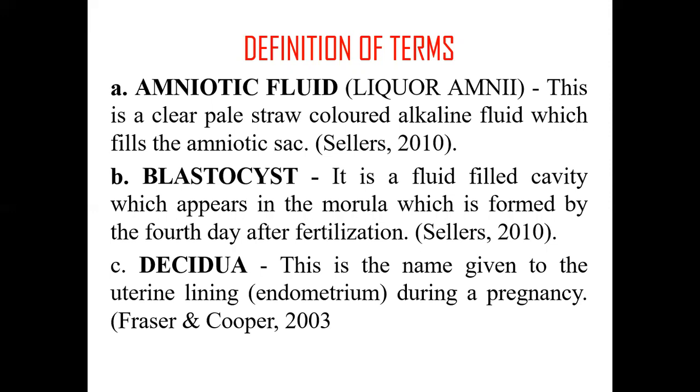The second definition is the blastocyst. And this is basically a fluid-filled cavity which appears in the morula as it is formed after the 4th day of fertilization. The decidua, this is the name of the uterine lining or the endometrium once a woman has fallen pregnant, that is the decidua.